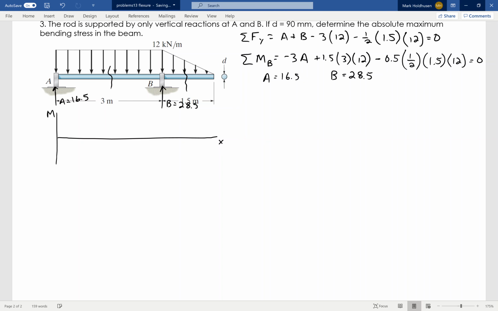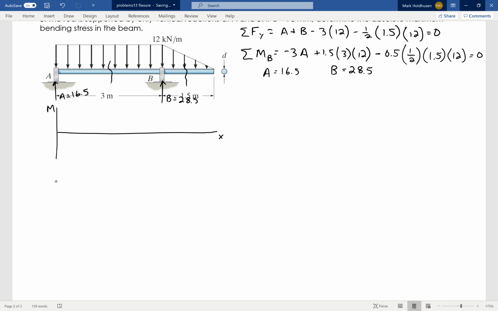I have to make two cuts here. I'll start with the first cut, right below here. Again, I've got 16.5 over here, and I've got my distributed load, which is going to be 12. I'm cutting at some arbitrary distance x away. I've got a shear and a bending moment. All I care about here is the bending moment, so I'm not even going to bother finding the shear.